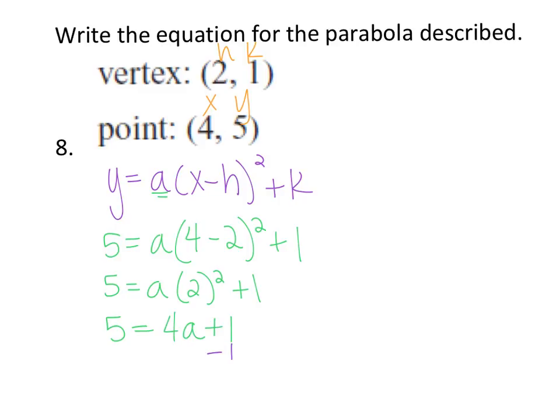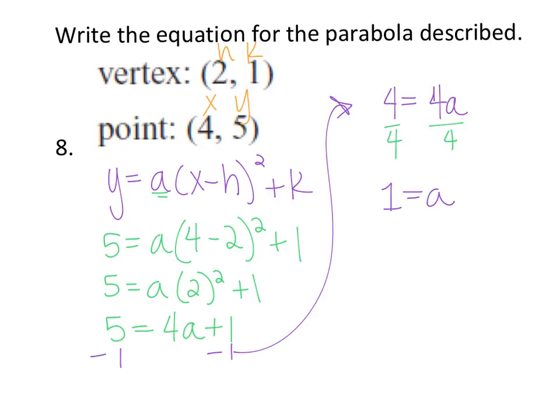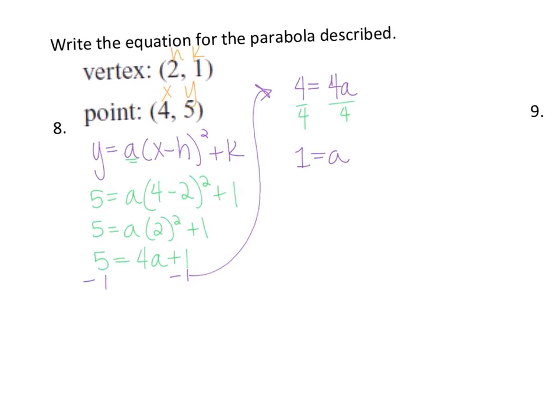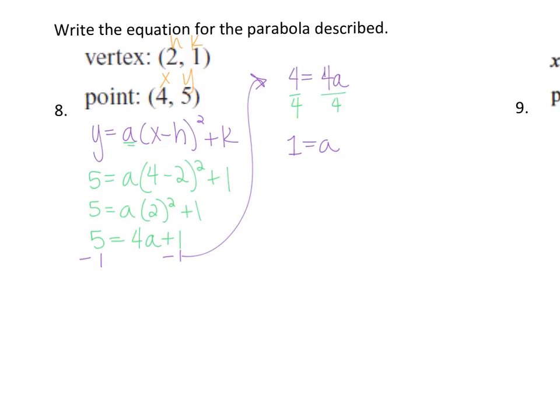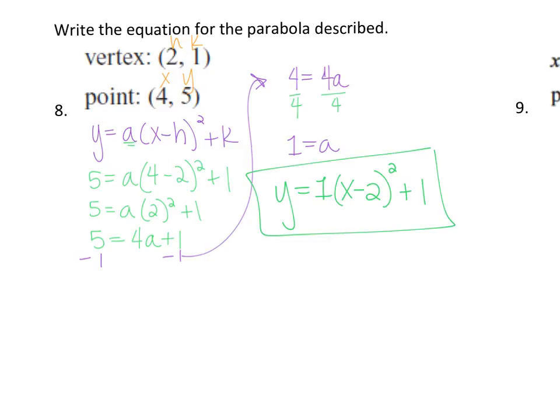All right, let's subtract 1 from each side to get a alone. So I'm going to bring it up here. I get 4 equals 4a. Well, now to get a alone again, I'll divide by 4 on each side. So I end up getting 1 equals a. Now I can completely rewrite my equation in vertex form. I can write it as y equals, my a is 1, and it's going to be x minus, I know my h is 2, squared, and I know my k is 1. So this would be your final answer for that.